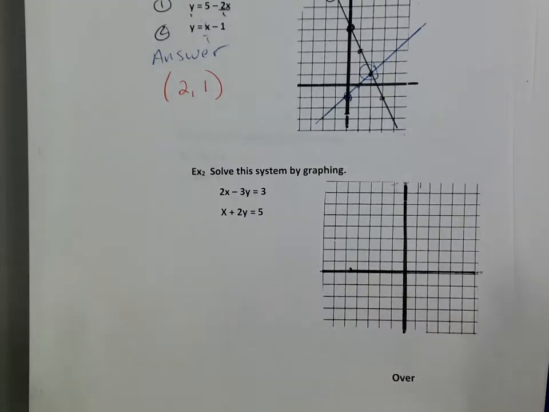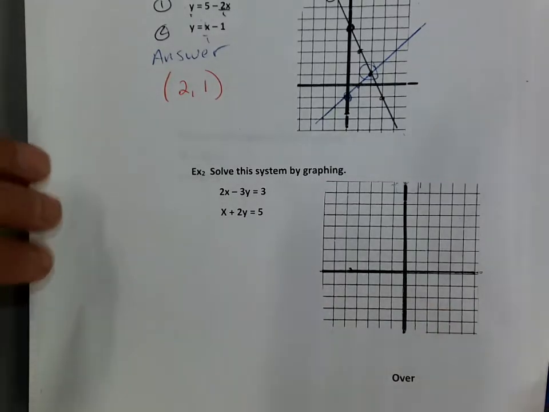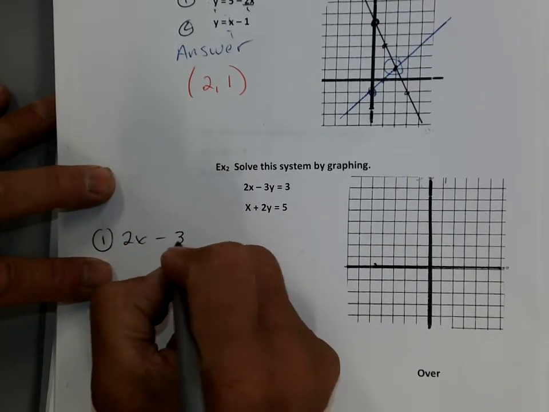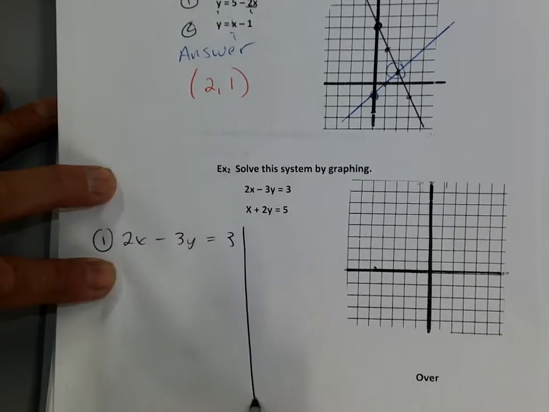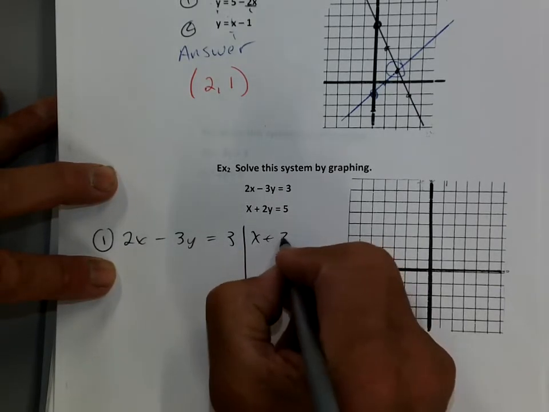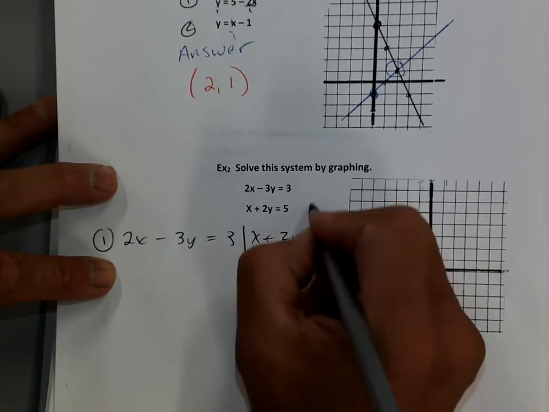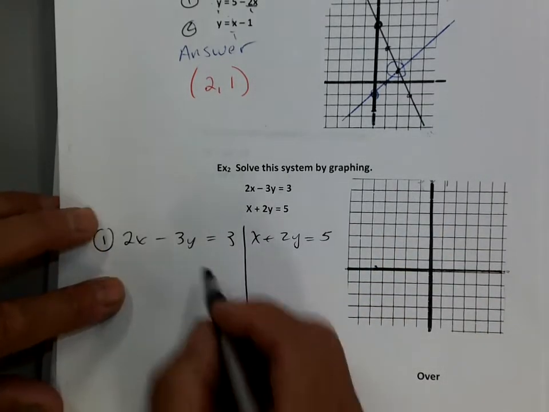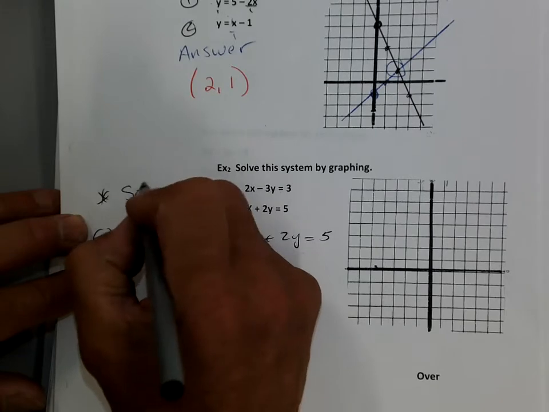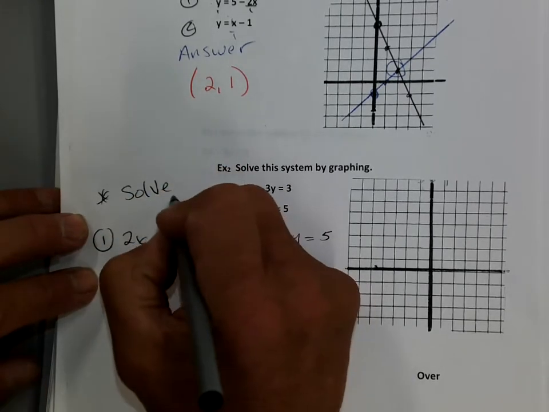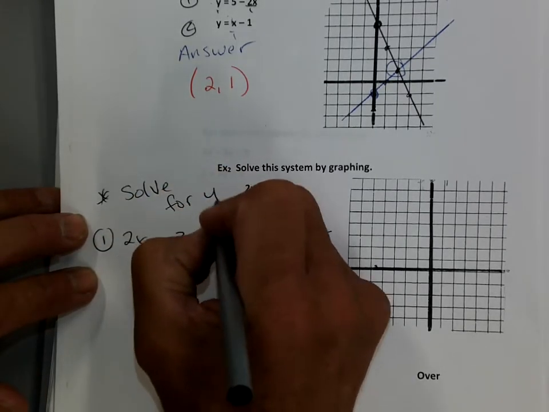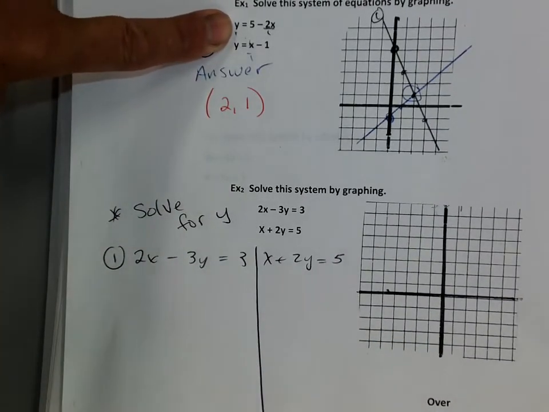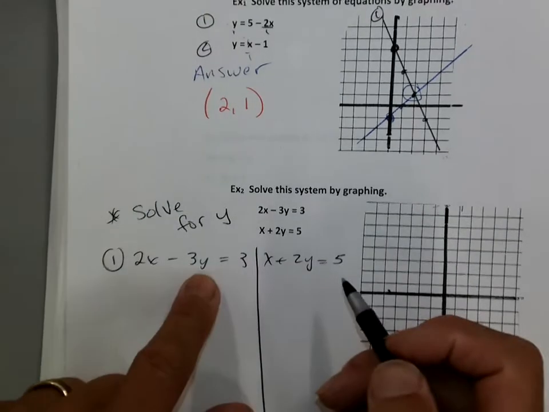Now, example 2 is going to take a little bit of work. We've got equation 1: 2x minus 3y equals 3. Equation 2: x plus 2y equals 5. To graph them, what I want to do is solve for y, so that it looks like the first one and I can get a y-intercept and a slope.